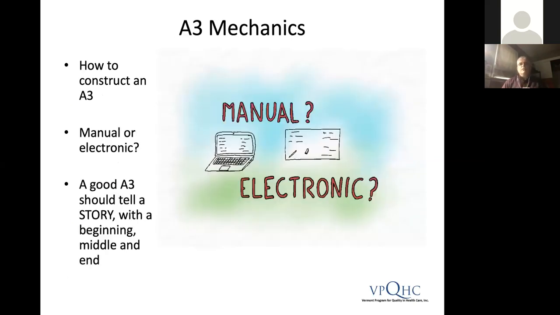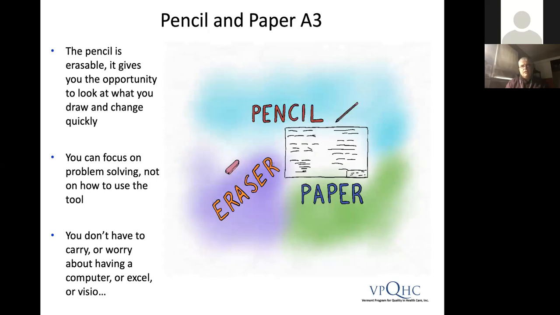So let's take a look at the mechanics of it. How do you actually make one of these things? Well, there are two different methods, obviously. You can do one manually or you can do it electronically. There are different ways to do it, but either way, a good A3 should tell a story. And this is a good rule of thumb for it: if it tells a story with a beginning, middle, and end, you've got a decent A3. So we use that a lot.